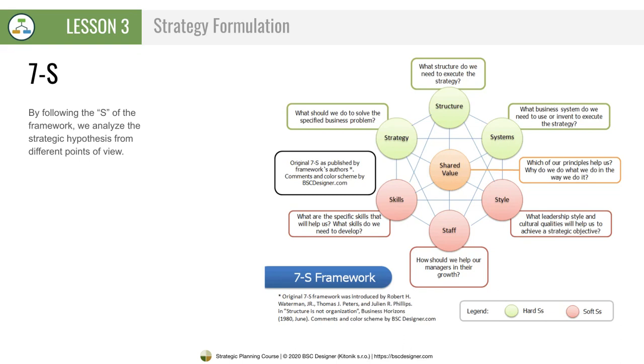What skills do you need? Skills. What management style needs to be applied? Style. What values does this idea imply? In the reference, I shared the link to the article where we discuss the use of 7S in practice.